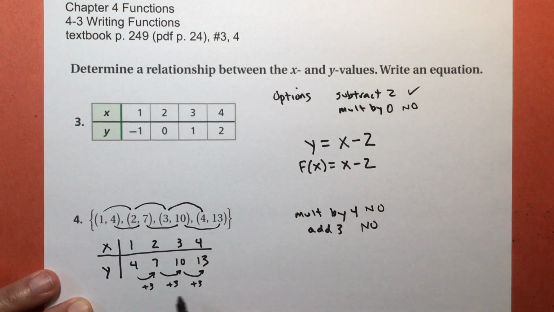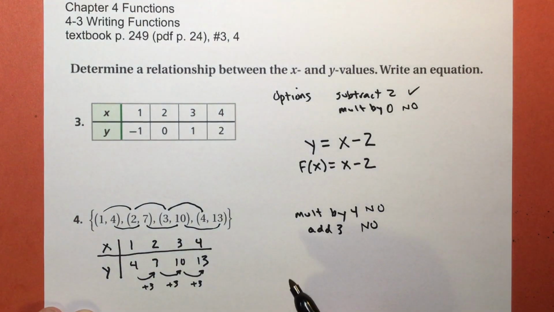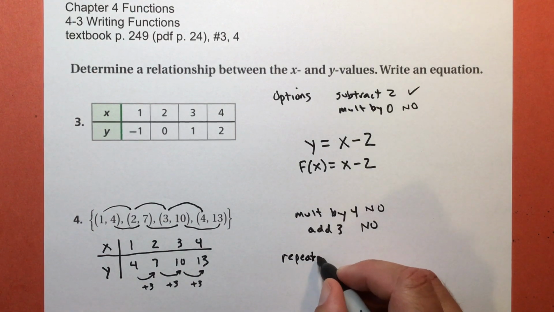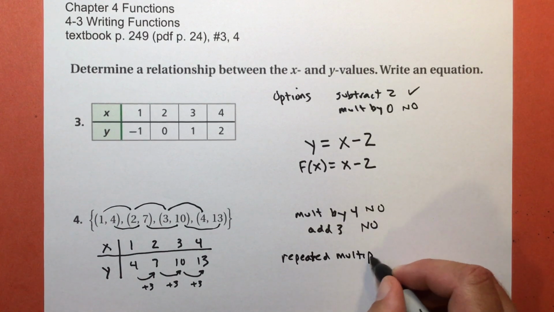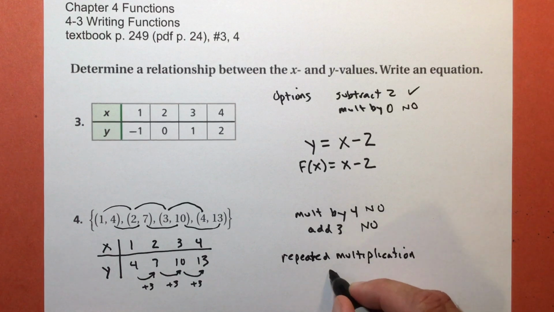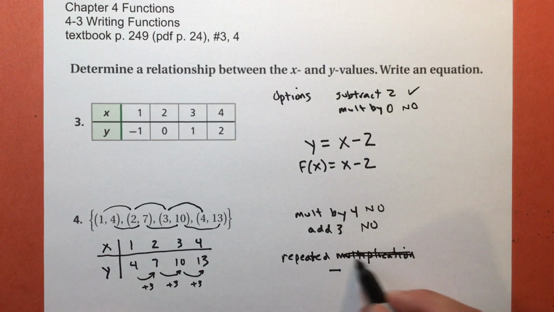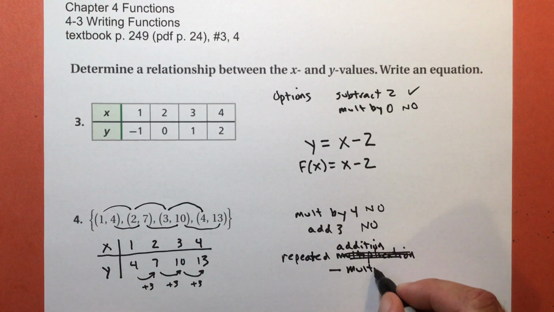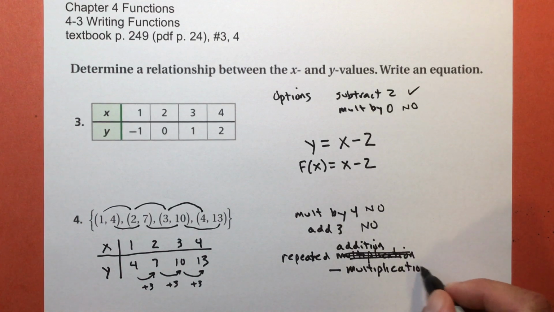So I notice that there's a rule here. What I'm doing is repeatedly adding 3 over and over again. If I continued it, my next one would be 5, 16. After that, it'd be 6, 19. I would keep adding 3 in the y's. Here's the tricky part, and again, this is more Chapter 5, so don't panic about it. Repeated addition is actually multiplication. That's what the word times means.